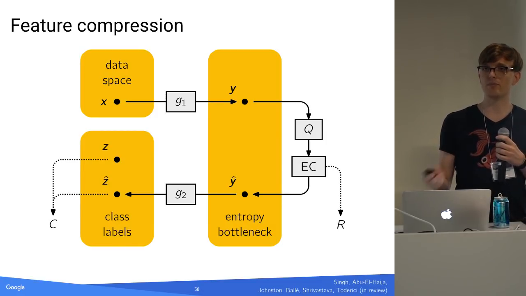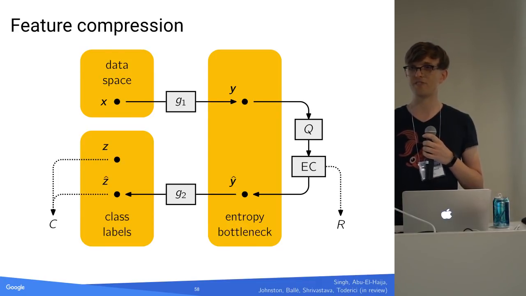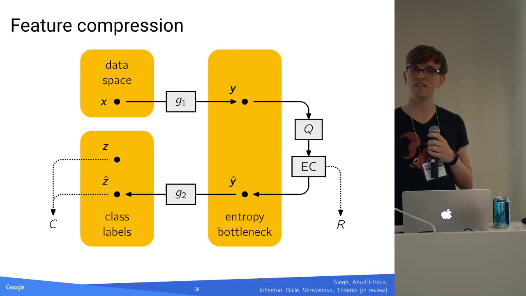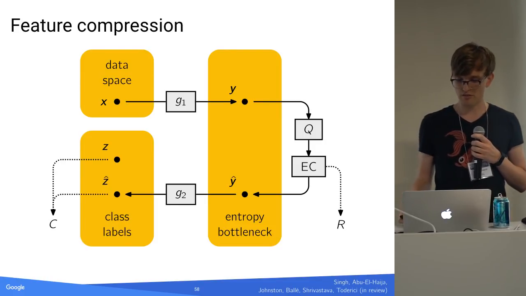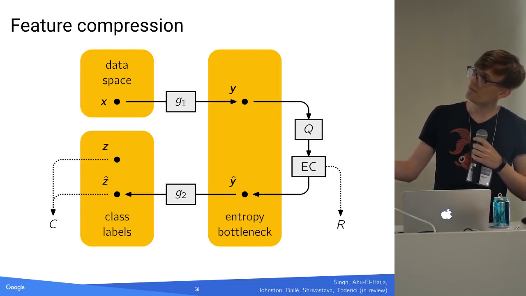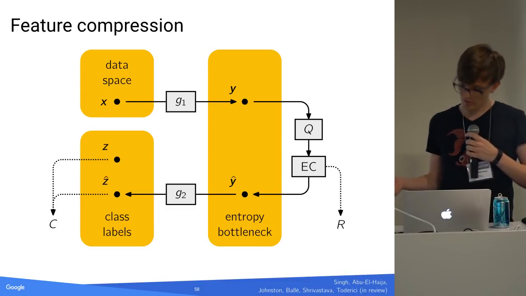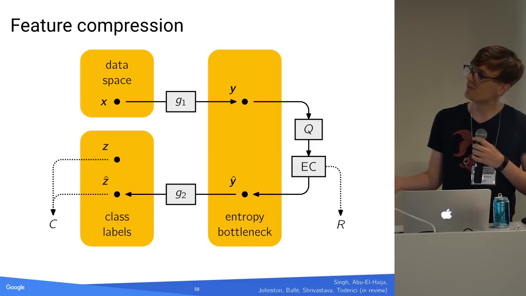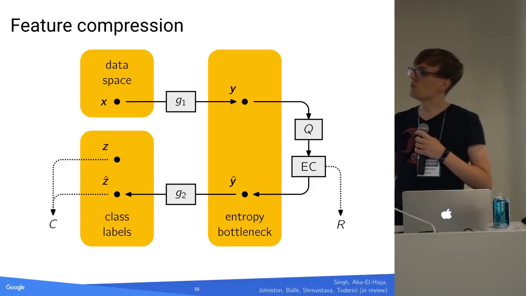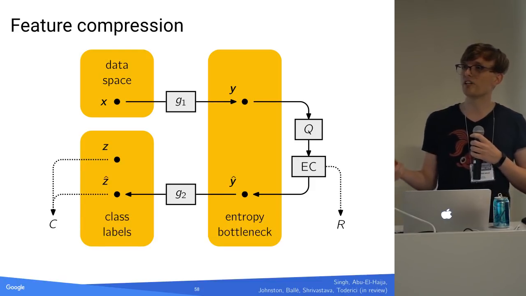For example, in image retrieval applications, you might want to just store a compressed feature representation and then use that to run a retrieval algorithm. So in this study, we basically trained a neural network to classify images. So you go from data space to the class labels. But instead of going straight there, we go through an intermediate representation. And this representation, again, is compressed. So I call this here the entropy bottleneck, but essentially we're doing the same thing as in the nonlinear transform coding model.